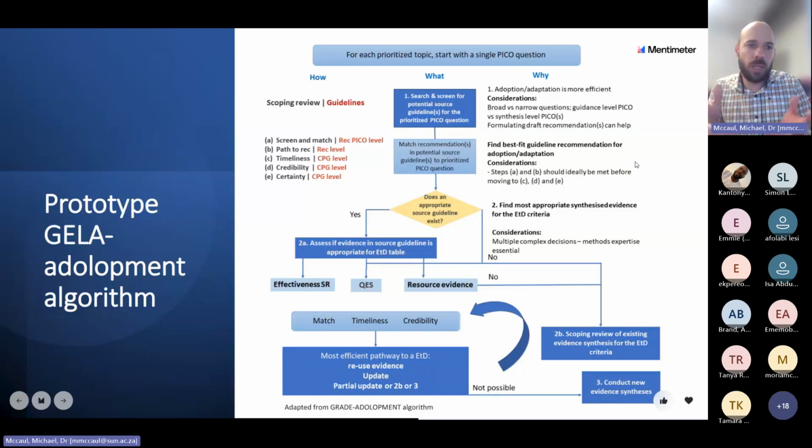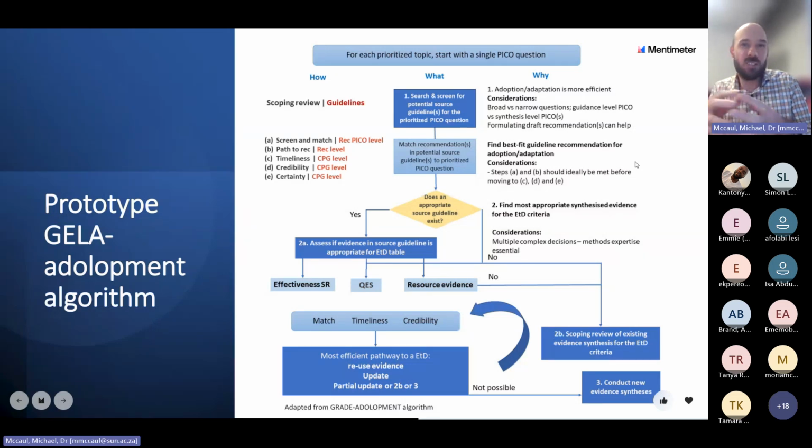And so for those who aren't familiar with graded development, this is the typical kind of algorithmic stepwise process, where eventually it ends up with populating an evidence to decision framework, where you start off by searching for potential guidelines that answer your question that you prioritized. And there you can use a scoping review of guidelines. You typically want to consider some of the things on the right-hand side that we mentioned. You then want to match the recommendation to potential source guideline for each prioritized PICO that you've got.